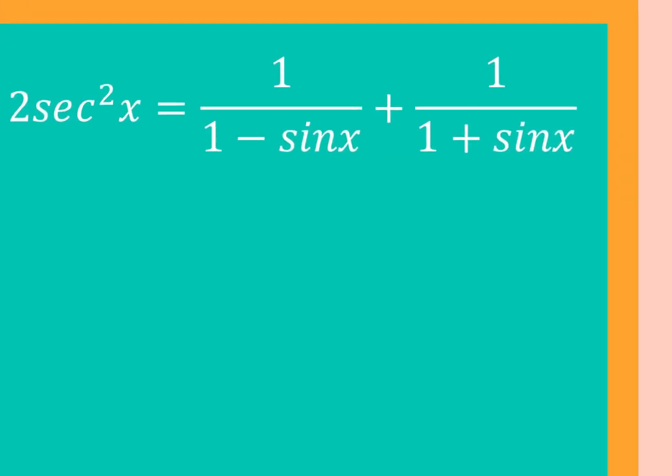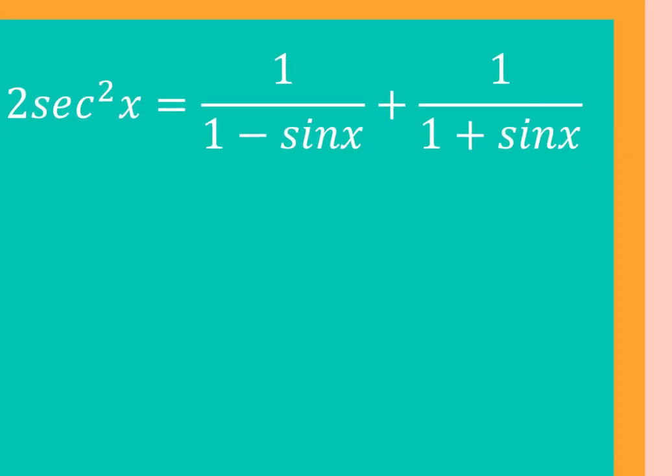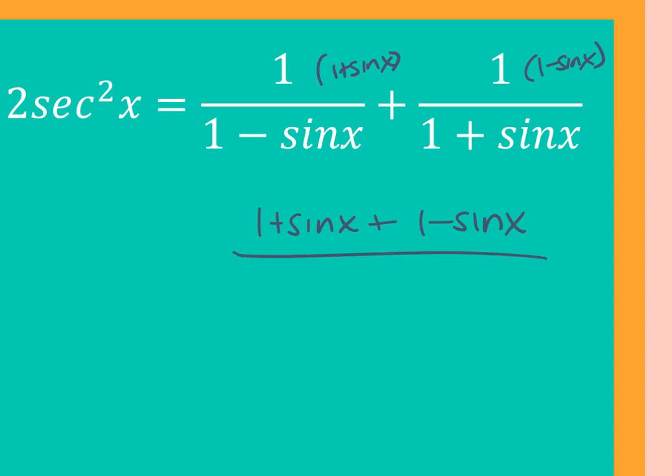So the right has 2 fractions. That's why, I know I have to condense those. How am I going to condense them? Multiply by the opposite. Good. I'm going to multiply by the other's denominator. So 1 plus sine of x plus 1 minus sine of x over, this would be 1 minus sine of x times 1 plus sine of x.